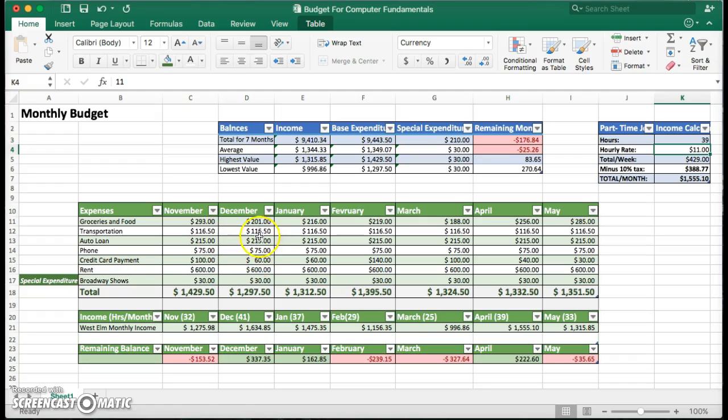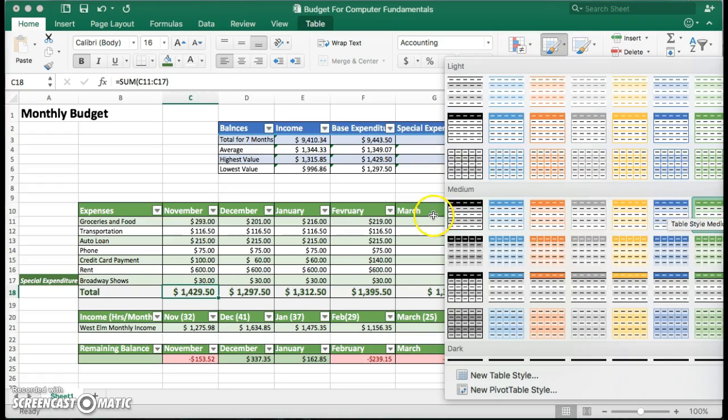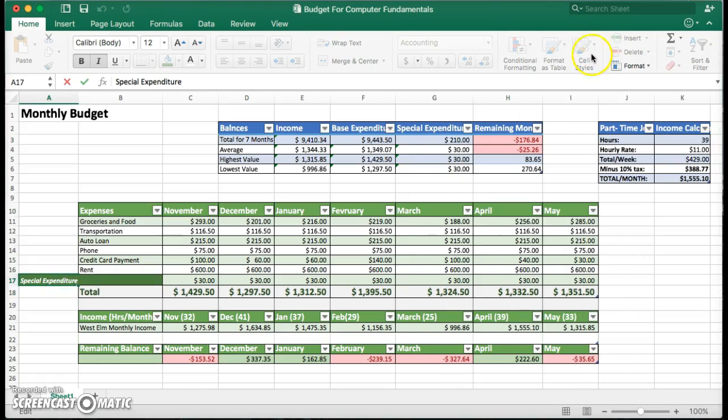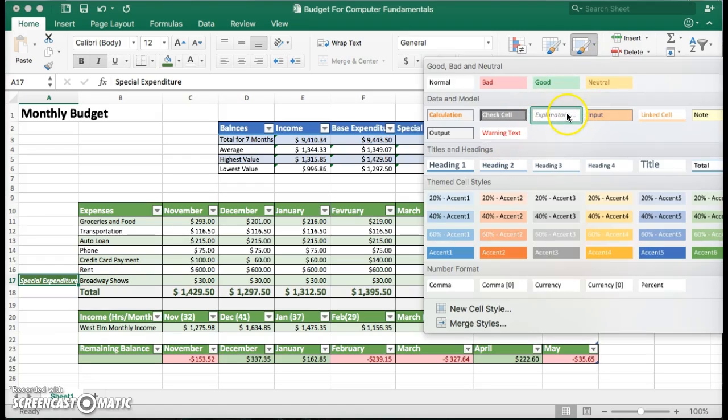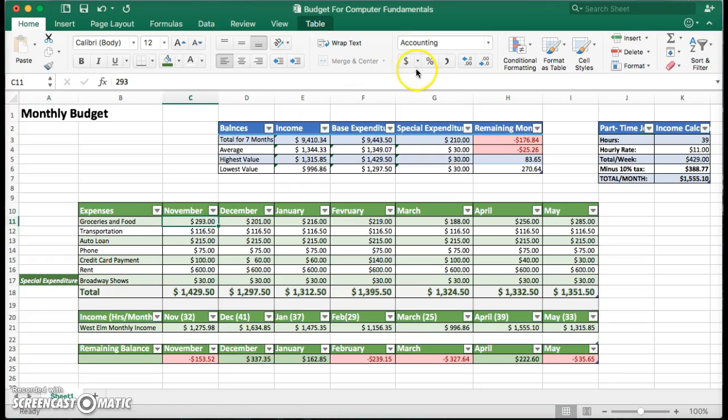The second part that I analyzed was my expenses. I inputted the values for each month and included a row for special expenses shown here. I used the sum function at the end of each month. I added a table under Format as Table, and then added an explanatory text in cell styles for the special expenditures. I then implemented number signs for each of the values.